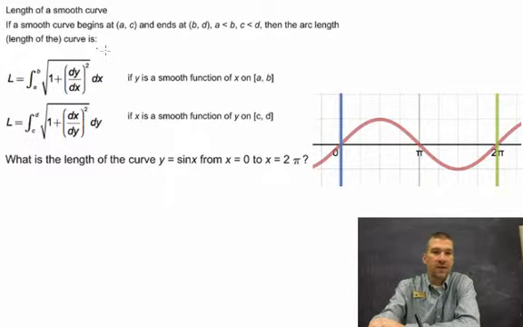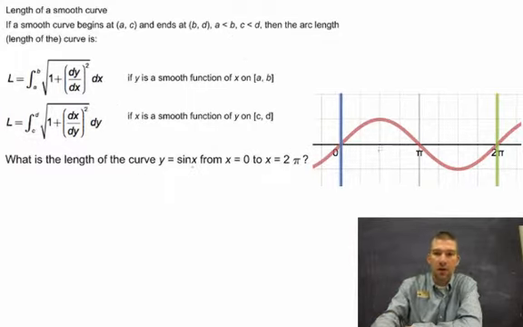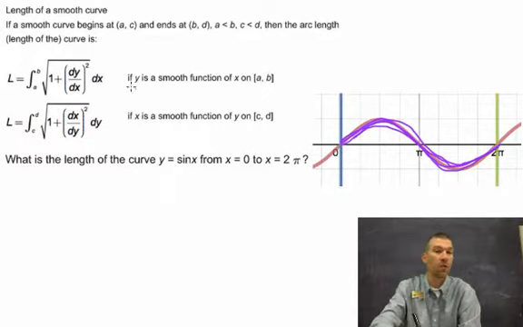So here's what we've got. If we've got some sort of smooth curve that begins at the point (A, C) and ends at the point (B, D), where A is less than B and C is less than D, then we've got the arc length of that curve. If you just look at the curve we've got right here, sine x from 0 to 2 pi, we're talking about the length of this guy right here. And since he's curvy, we can't take a ruler to him and just measure. It gets really, really tricky to try and do that. But what we can do is apply a formula.